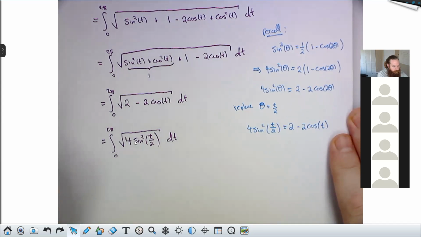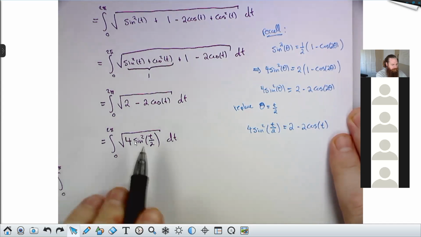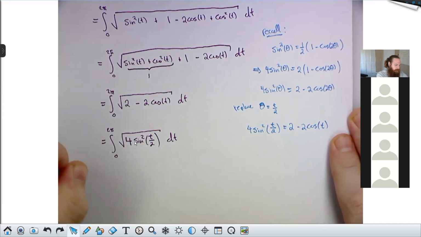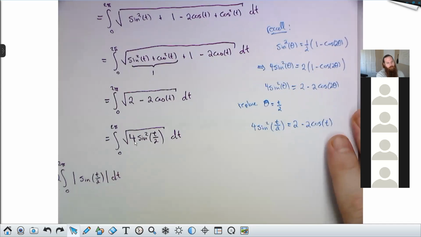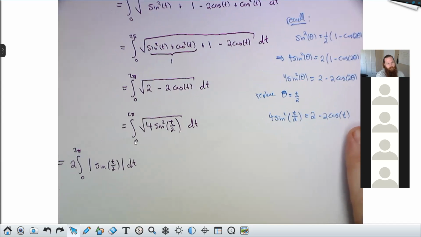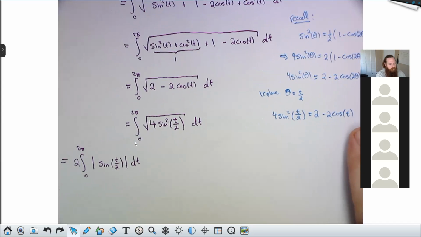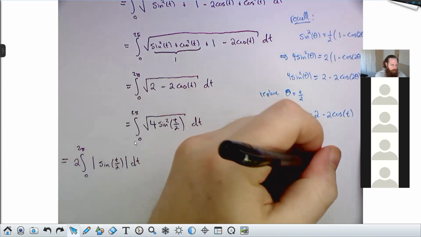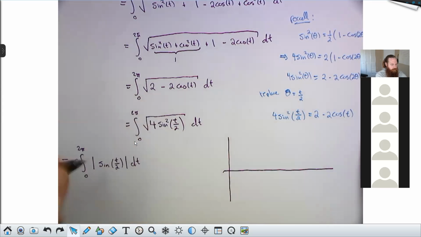So I get 2 times the integral from 0 to 2 pi. The square root of sine squared t over 2 is the absolute value of the sine of t over 2. Remember, when you take the square root of x squared, you don't just get x, you get the absolute value of x. So I need to see if this function is positive from 0 to 2 pi. If it is, then I can ditch the absolute values. If not, then I'll have to split it up.